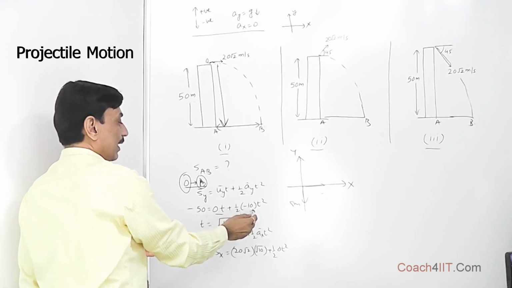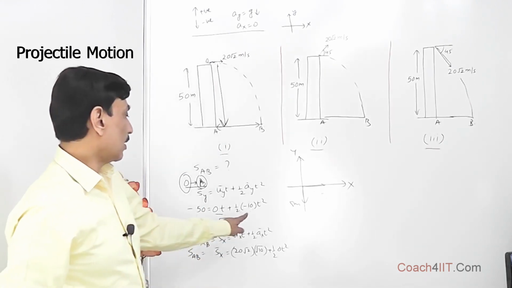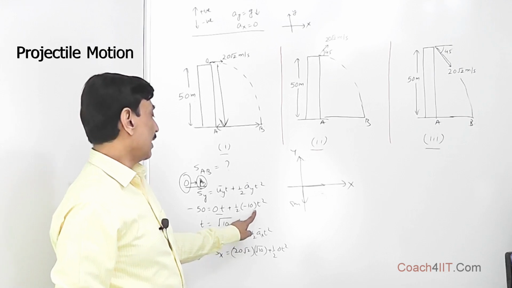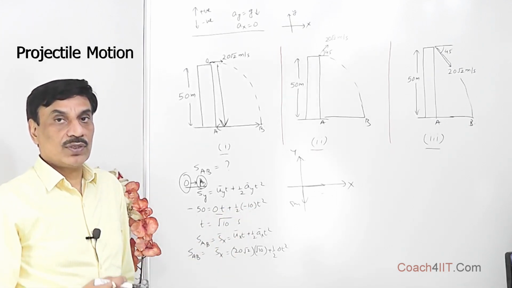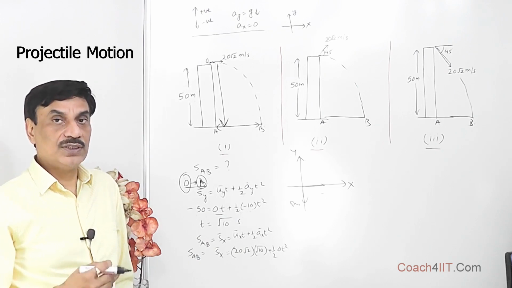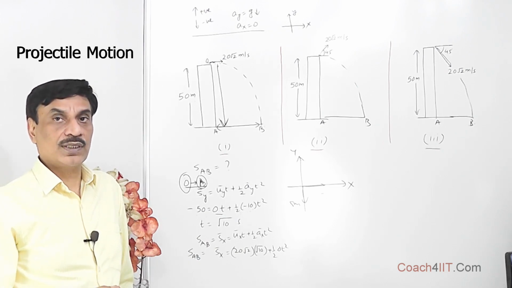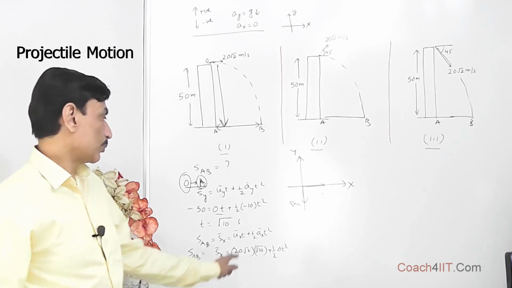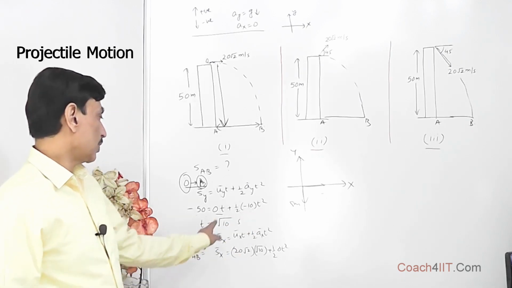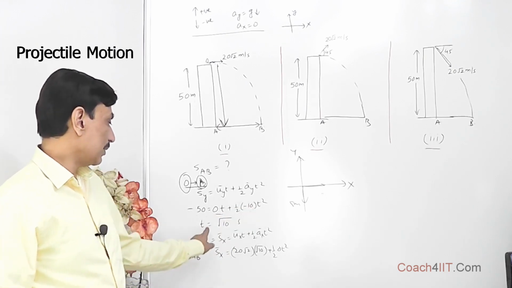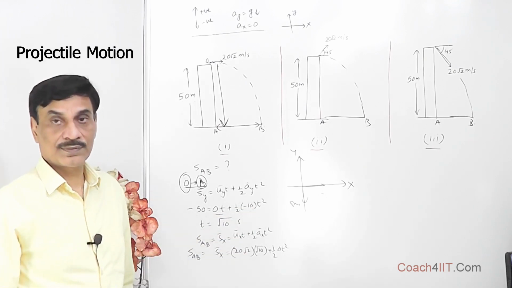Half Ay is, we are taking it as g, it is in the downward direction, that's why it is negative, and we have taken g as 10 meter per second square instead of 9.8, for ease of calculations. It is in the downward direction, so that's why it is negative, into t square. Now t is not equal to 0, so this t and square will go off, and t comes out to be root 10 seconds.